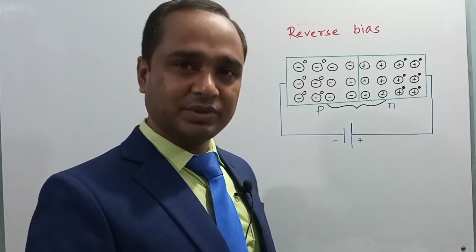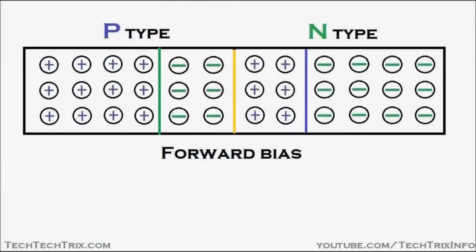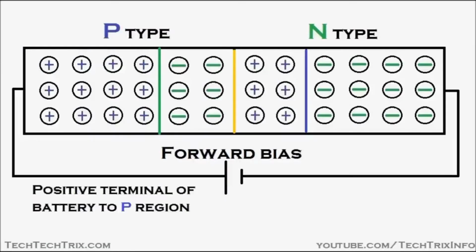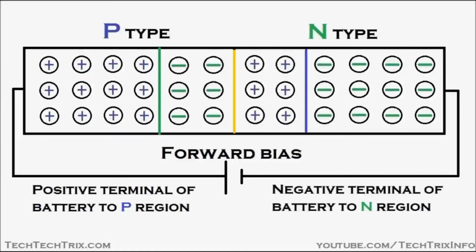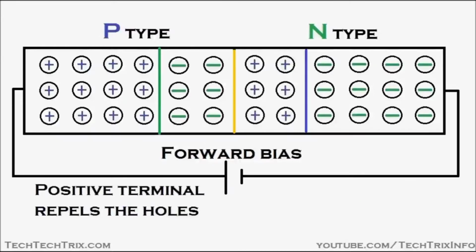Dear student, I hope you got it. Now let's see forward bias. In forward biasing, the positive terminal of the battery is connected to the p region of the p-n junction, and the negative terminal of the battery is connected to the n region of this p-n junction semiconductor.